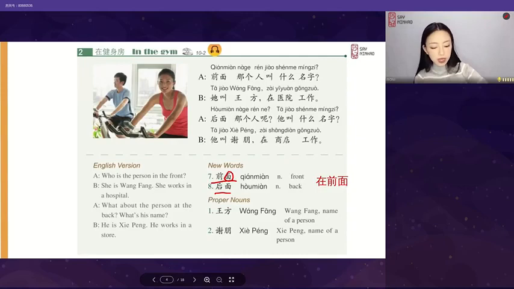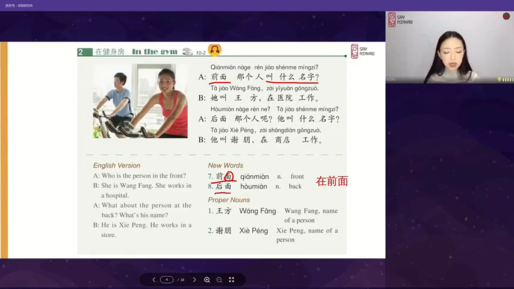Okay, in this text, we can see there are many structures we've learned before. Okay, first one is 前面那个人叫什么名字? 前面那个人, we already learned it. It means the person in the front. And 叫什么名字 is a structure we've learned before with mentions. What is this person's name? 叫什么名字? What is the name? So this is asking about the person in the front. Who is this person in the front?